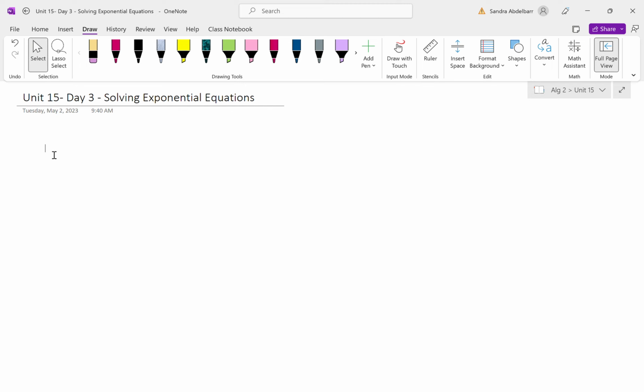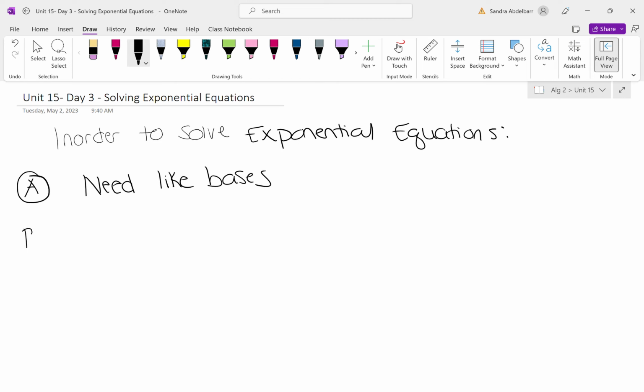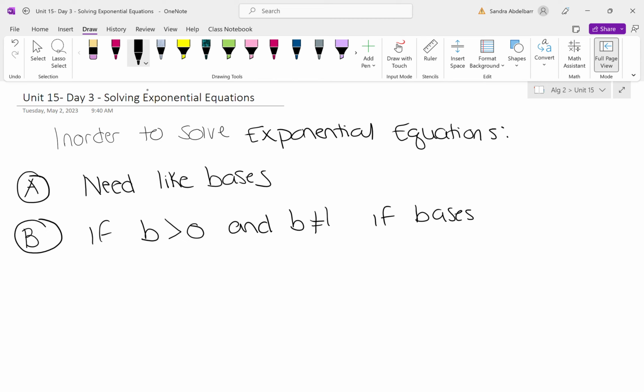Okay, so today we're solving exponential equations. Couple of things we need to know in order to solve. Let's write it out. In order to solve exponential equations, first thing, we need like bases. And second thing, if b is greater than 0 and b does not equal 1, if bases are equal, so are the exponents.